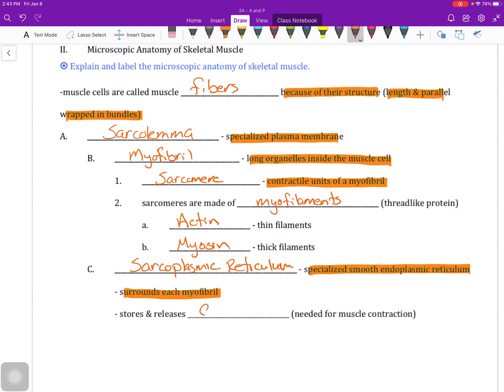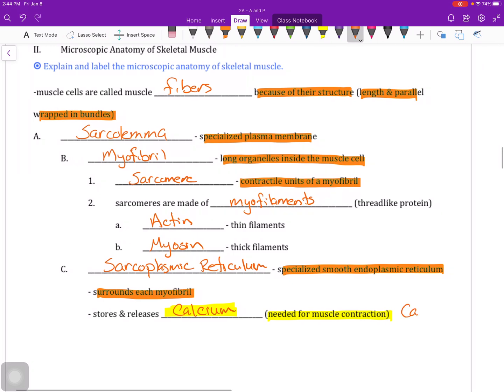Calcium. And I'm going to highlight this in a different color because, guys, this is huge. Calcium is needed for muscle contractions. If you don't have calcium, you don't get muscle contractions. And so you may see the chemical symbol for calcium like that.